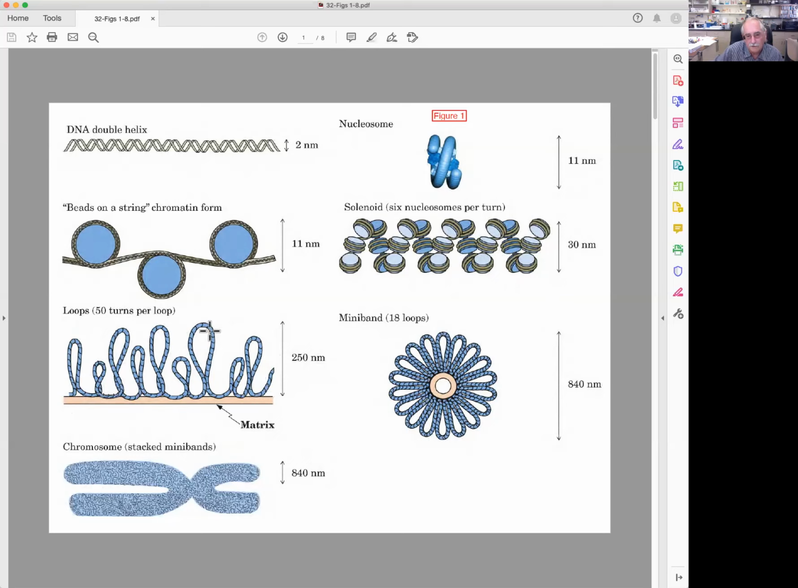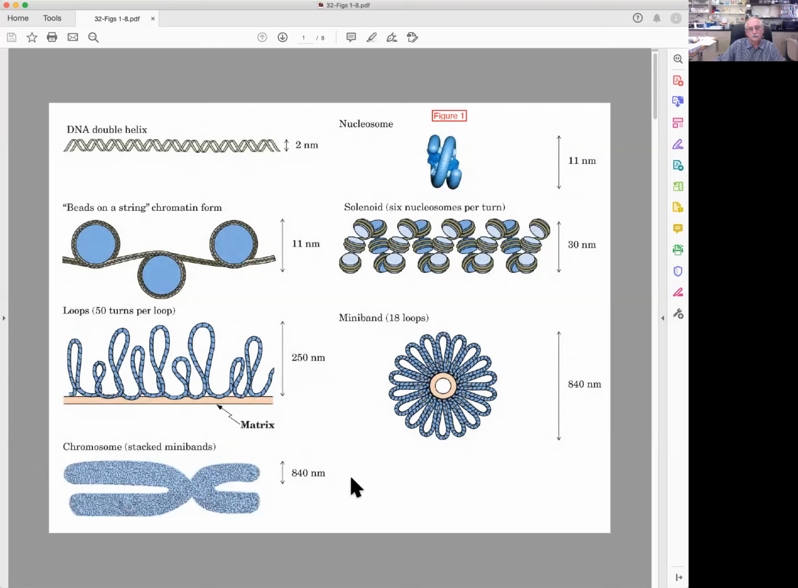Then this gets turned around, so it gets what's called a mini band over here. This is protein over here, and each of those little lines right there is a nucleosome. Finally, if you were to flatten this out in this particular orientation, it would simply fold itself up until you get what's called a chromosome. So the chromosome has a tremendous amount of protein.